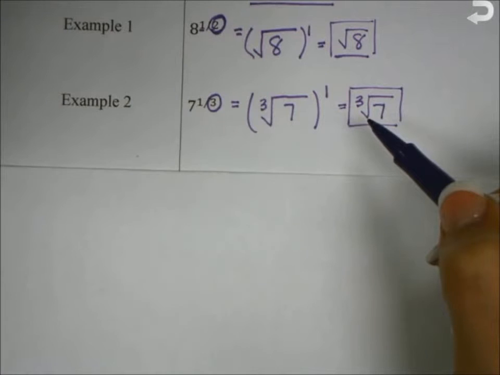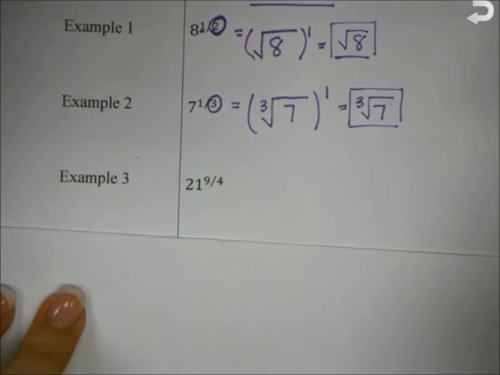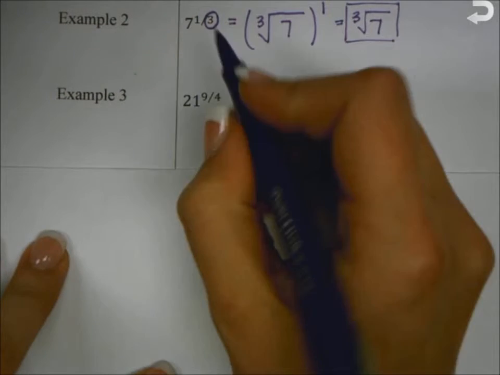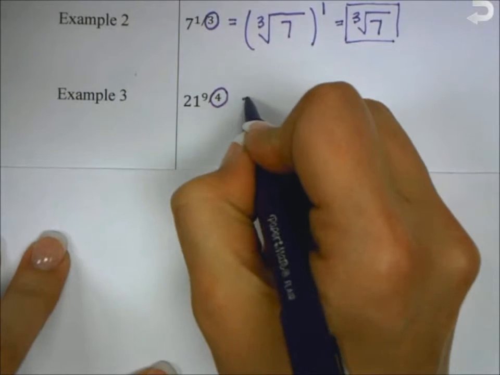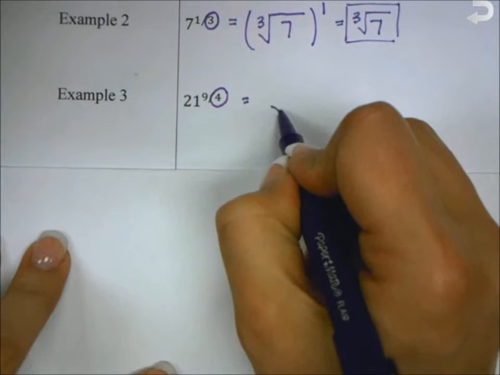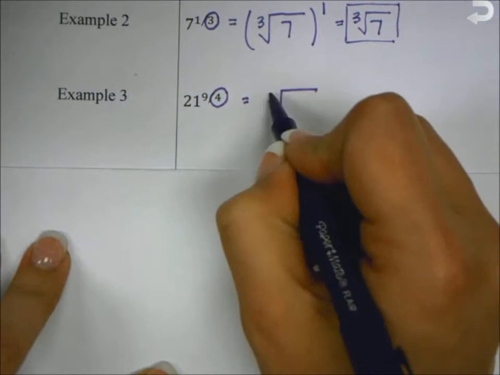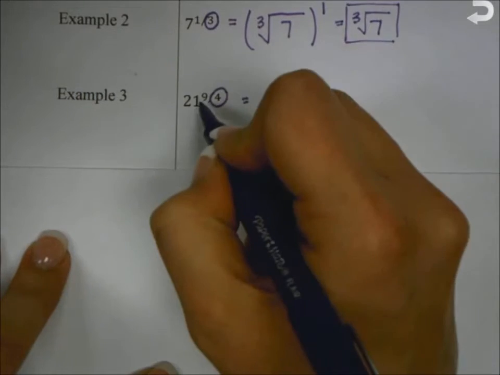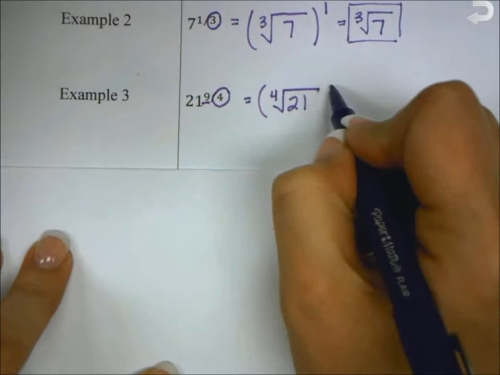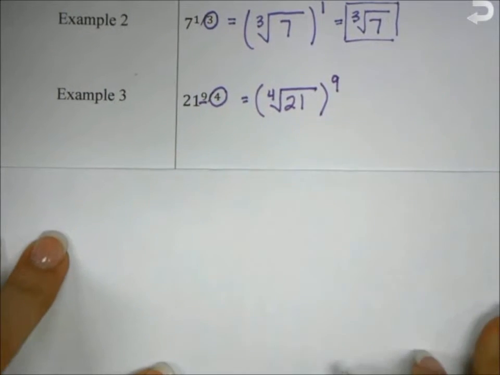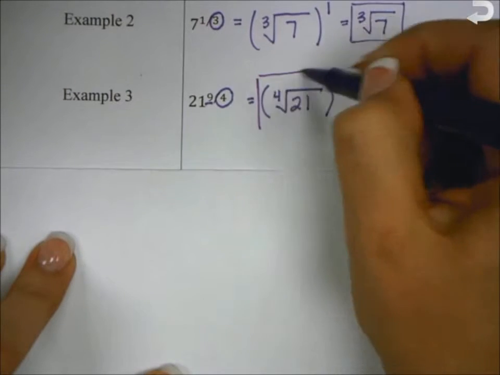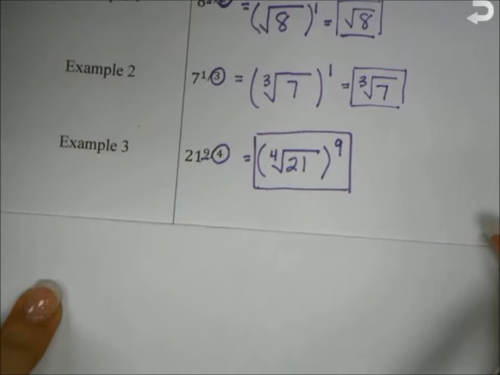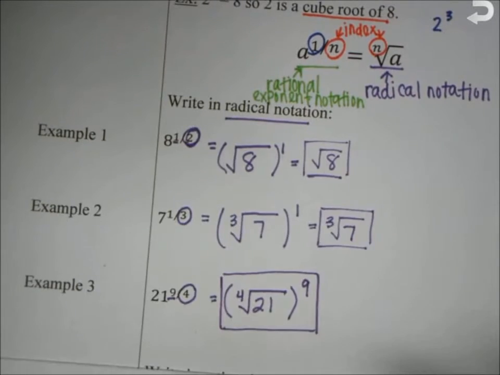Since our denominator is 4, we're actually taking 21 to the 4th root. So I make my radical and I put my index of 4 and I put 21 on the inside. And then it's all being raised to the 9th power. So I put it in parentheses and raise it to the 9th. And this would be your final answer, because your instructions are not asking you to simplify or to solve. They just want us to rewrite in radical notation. So we're just going from one notation to another at this point. So that's all we have to do to go from rational exponent to radical.